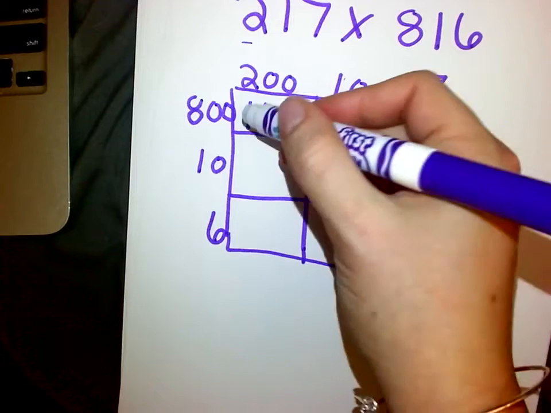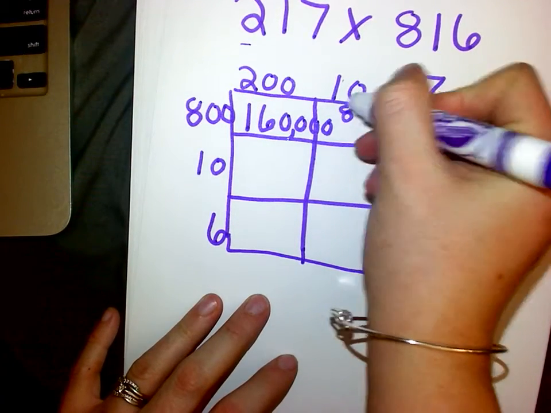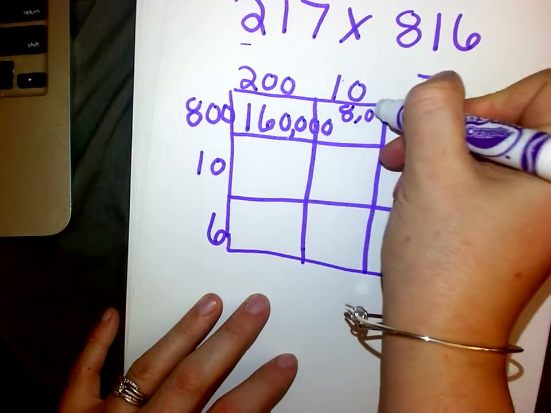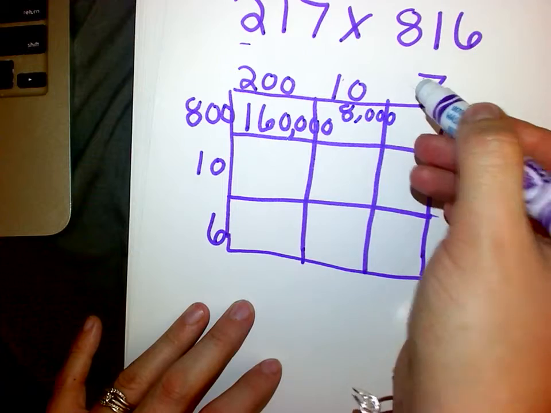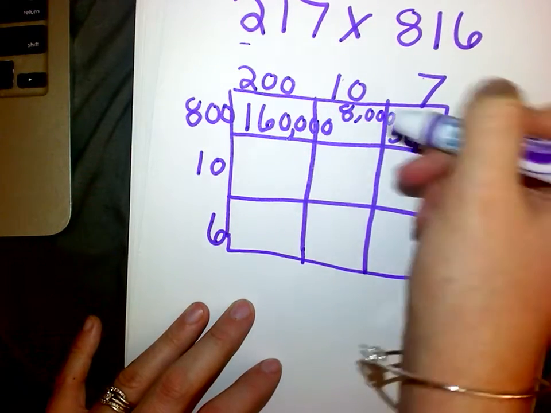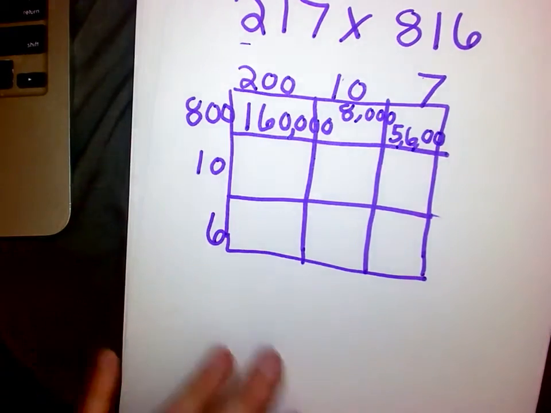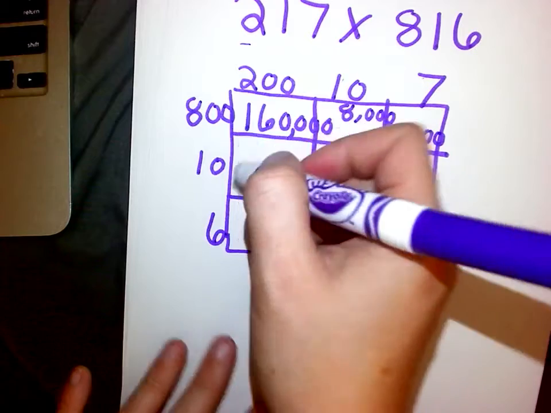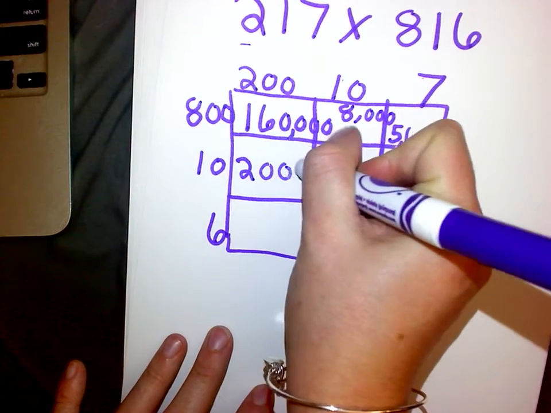The next one, 8 times 1 is 8. And we have 3 zeros. The next one, 8 times 7 is 56 with 2 zeros. So actually it's 5,600. 2 times 1 is 2 with 3 zeros.